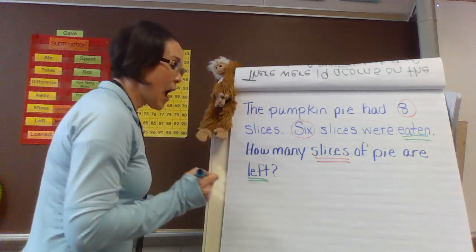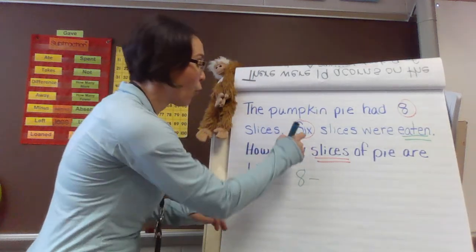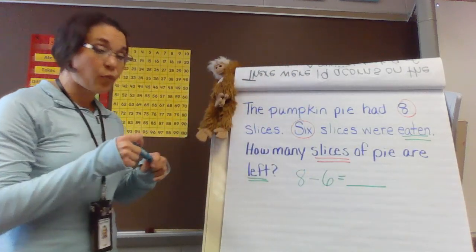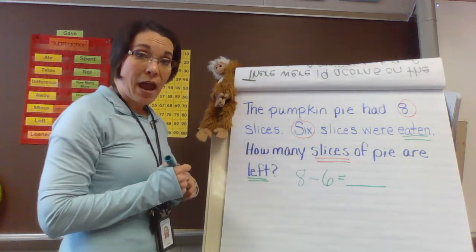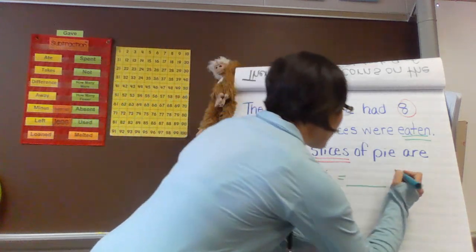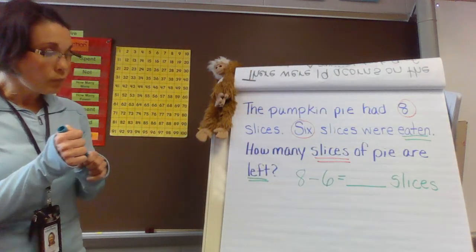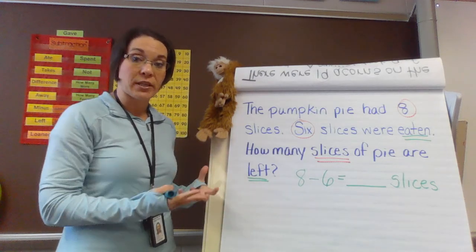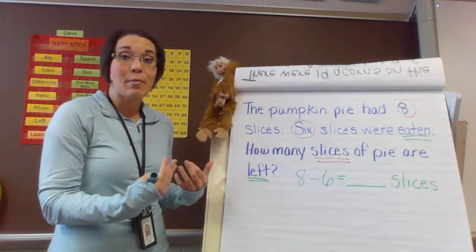So here I have 8 minus, and I'm going to put it in numeral form, 6 equals blank. Let's not forget that we have that label. So I have slices underlined in red because that's what we're talking about. How many slices of pie are left? So we are going to find the answer, and it is going to be 4 slices. So now, 8 minus 6, a big difference from the 19 minus 9 that we just did. It's still a subtraction number sentence, no matter how hard or how easy it may be.